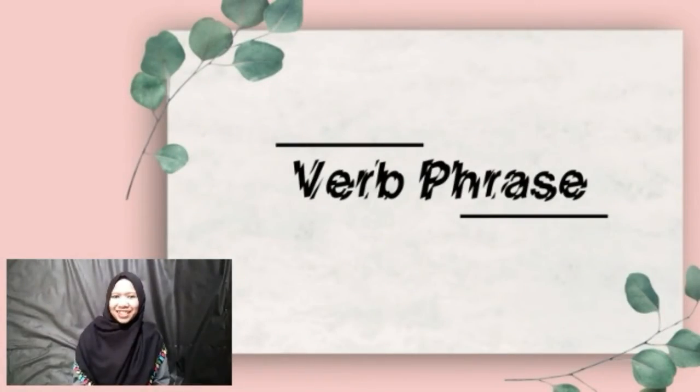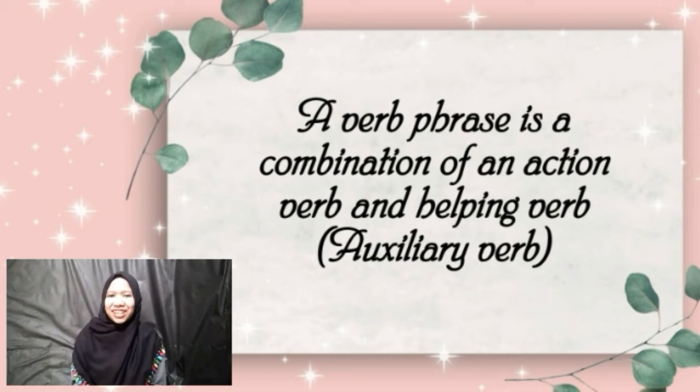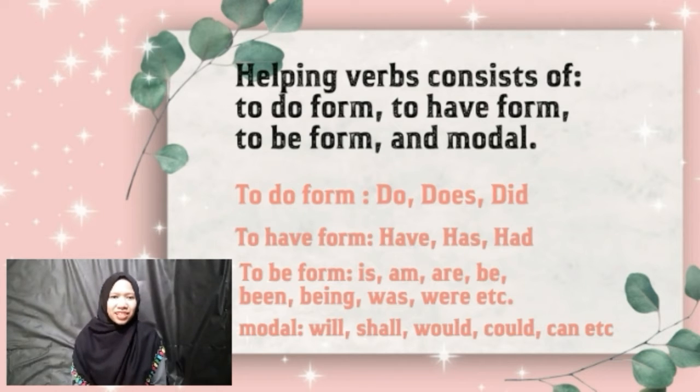The third material is verb phrase. In this section, we are gonna talk about definition of verb phrase and examples of verb phrase. So, what is a verb phrase? A verb phrase is a combination of an action verb and helping verbs. Helping verbs consist of to do form, to have form, to be form, and modal. Let's see some examples of verb phrases.